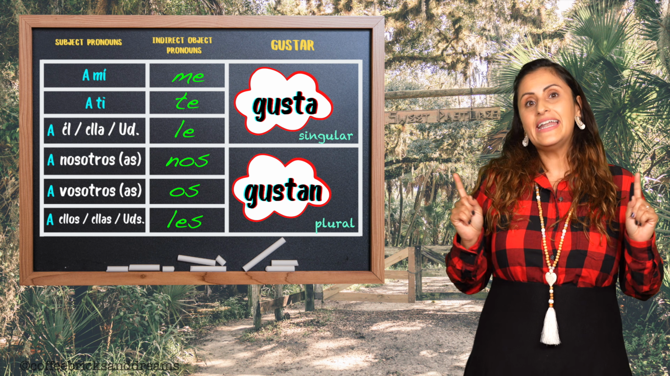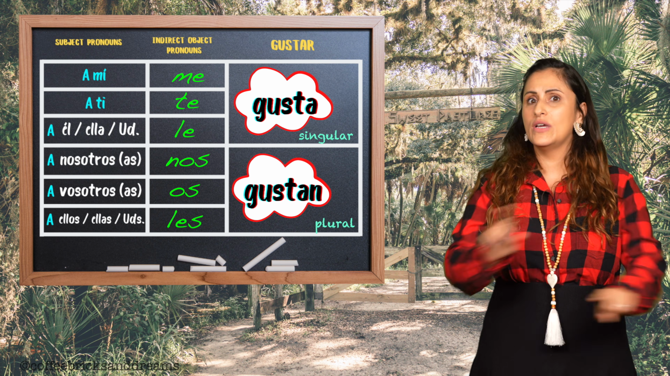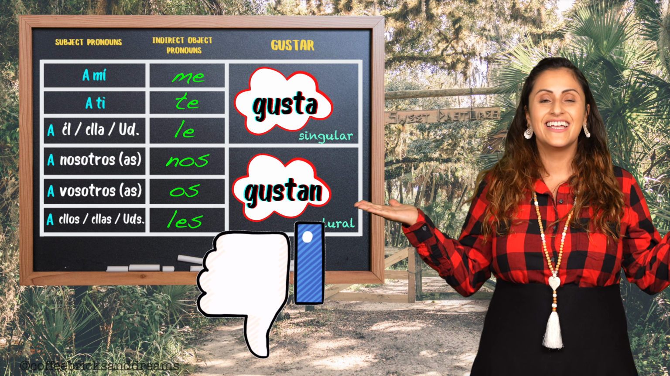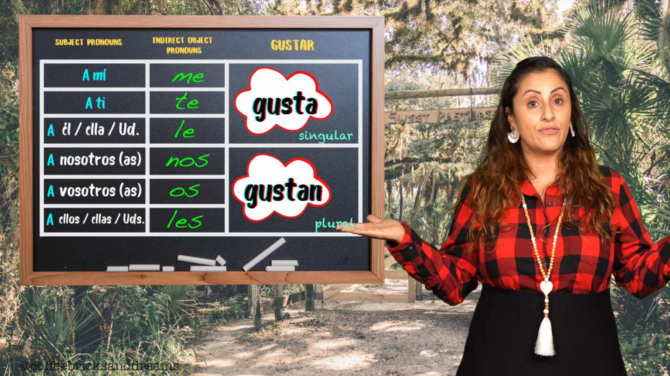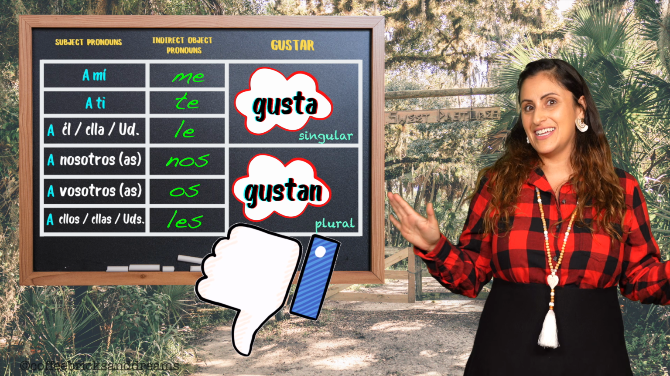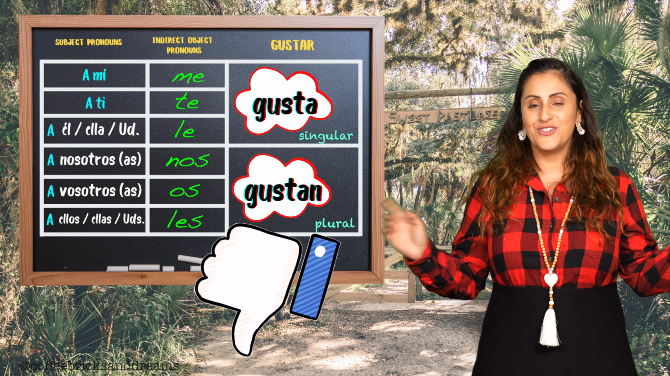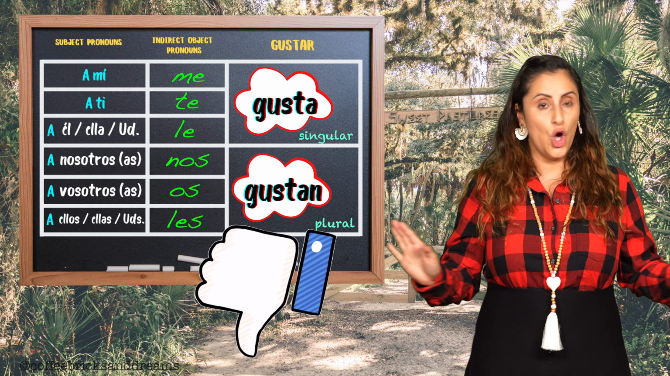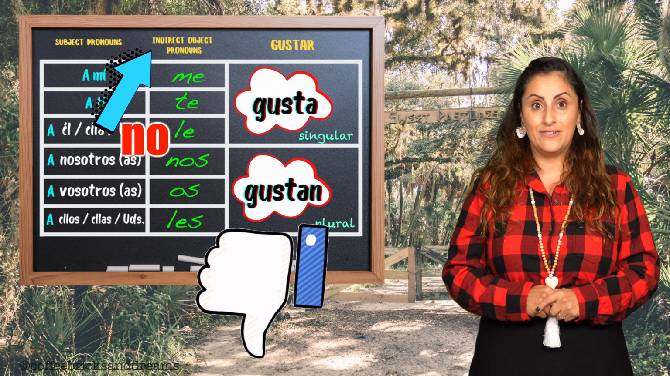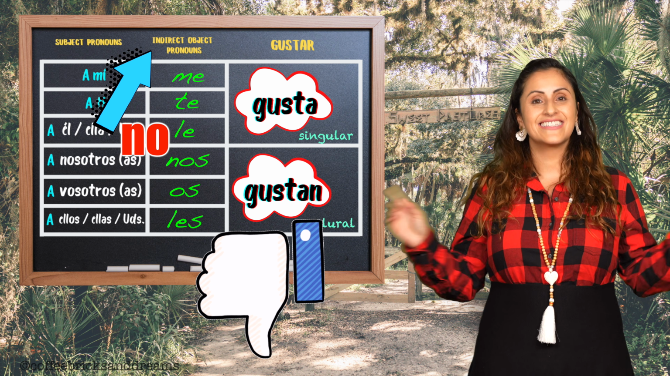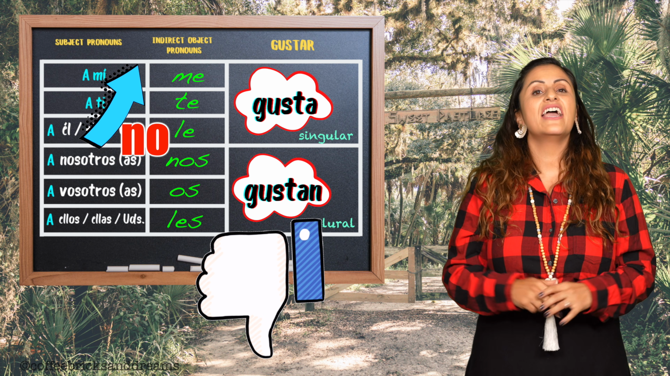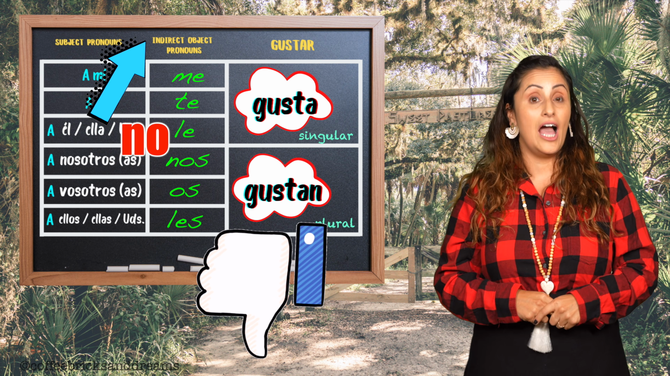So now, how do we say we don't like something? That's important to know too, don't you think? Very good. So let's talk about that. How do you say you don't like something? The good news, it's super easy. All you're going to do is add a "no" in front of your indirect object pronoun. Is that it? Yeah, that's it. You're simply going to add a "no" in front of your indirect object pronoun.